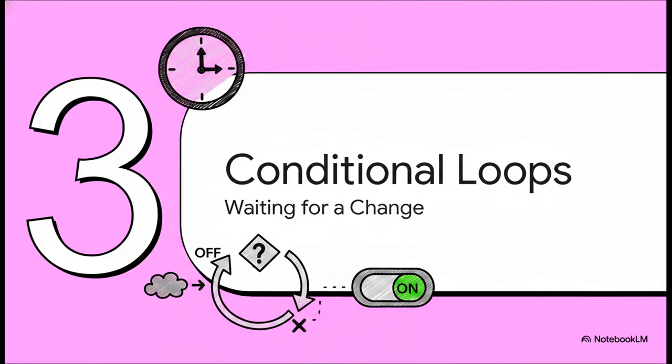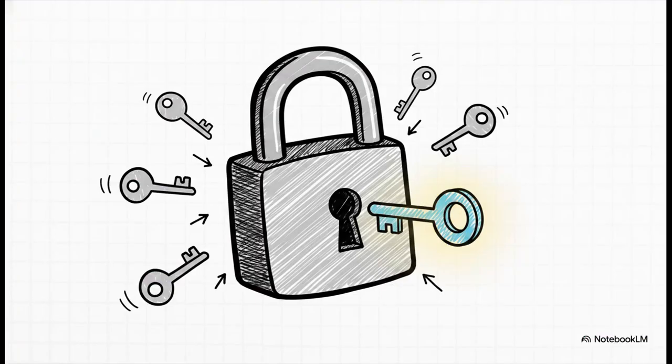Section 3. Conditional loops explained. Waiting for a state change. All right, let's shift gears. What happens when your program doesn't actually know in advance how many times it needs to repeat? Well, here's a perfect example using a Python while loop.